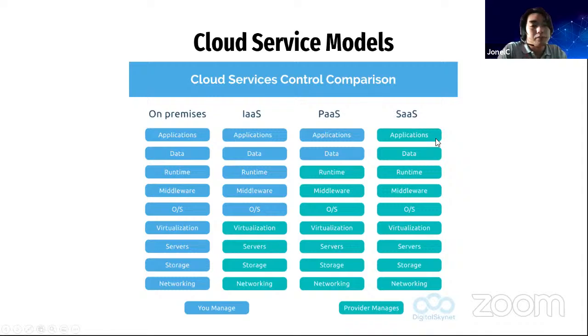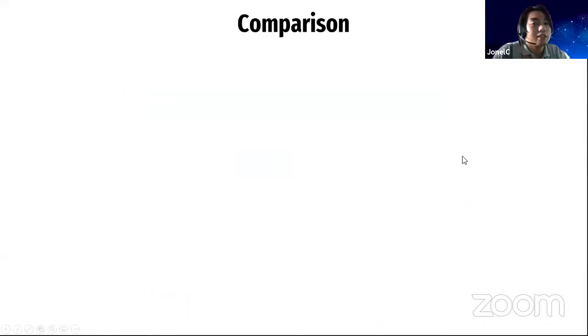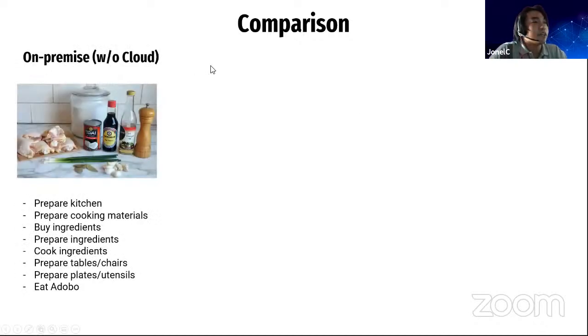And to further clarify this particular model, naggawa po ako ng konting comparison sa real life or other activities apart from technical terms. Okay, so for example, sa pagluluto, gusto mong magluto ng adobo, kakain ka ng adobo. So these are some comparisons. So for example, kapag sa pagluluto ng adobo, kung i-compare natin yan sa on-premise or without the cloud, ganito yung magiging scenario niya. So una, syempre, kailangan mong prepare yung kitchen and then kailangan mo rin prepare yung mga cooking materials. So kailangan mong bilhin yung mga ingredients and then prepare ingredients, cook ingredients, prepare tables, chairs, prepare plates. Tapos, saka mo kakainin ng adobo.